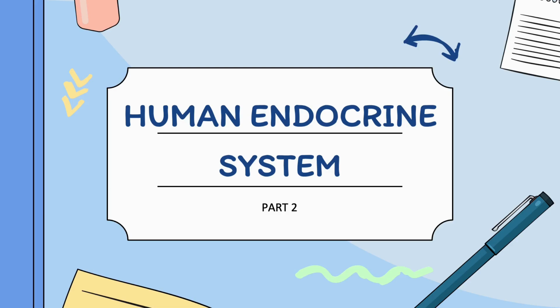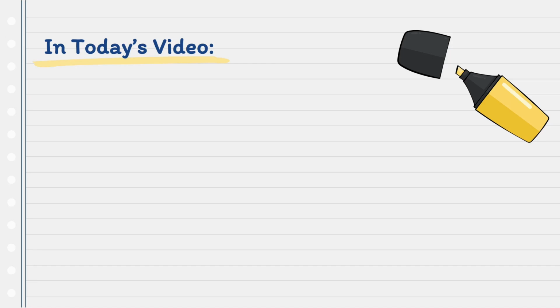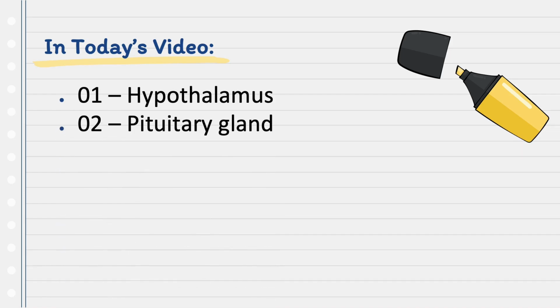This is part 2 of the human endocrine system. There are 5 parts to this series. Please check my channel out to see part 1 of this video. In today's video, I will start going into detail with the endocrine glands. I will start off with the hypothalamus and the pituitary gland in today's video.